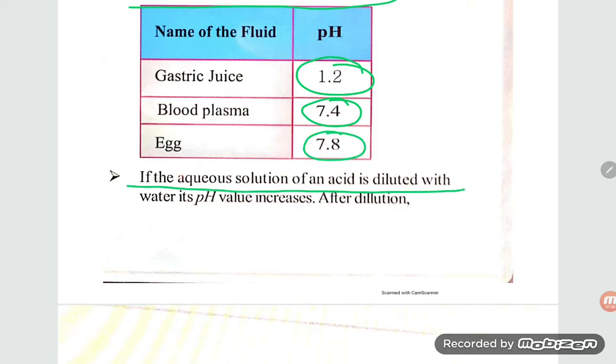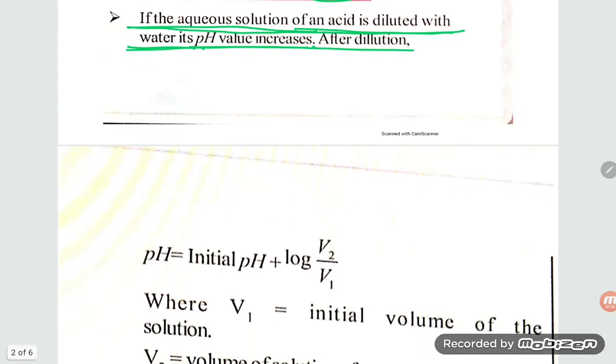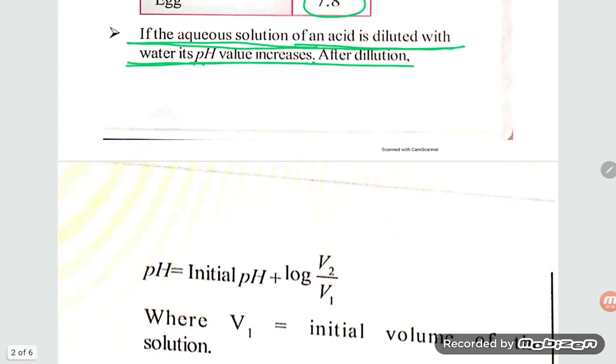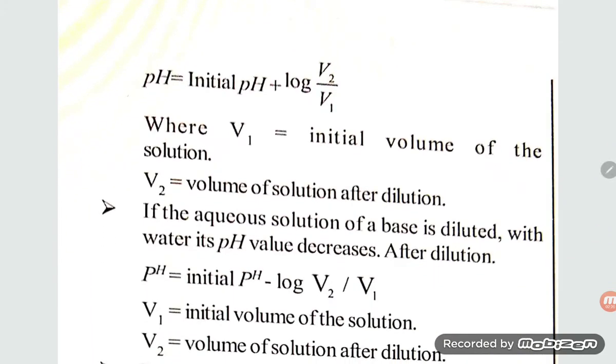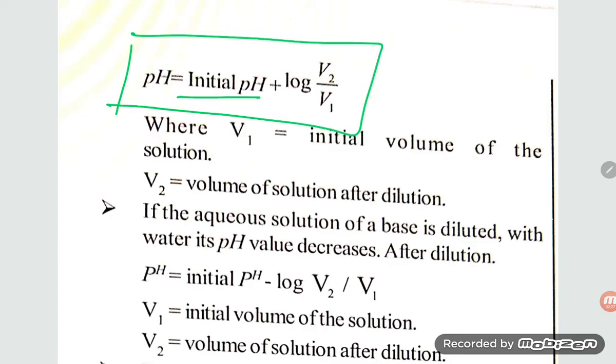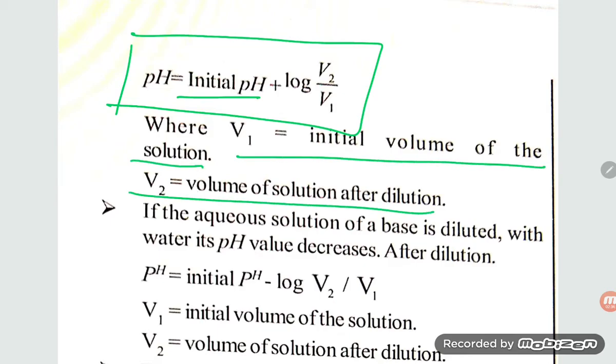If the aqueous solution of an acid is diluted with water, its pH value increases after dilution. What do you mean by this? If the aqueous solution of an acid is diluted with water, the pH value will increase. It means that the acidic nature will decrease. Now pH is equal to initial pH plus log V2 upon V1. That is V1 the initial volume of the solution, and V2 the volume of solution after dilution.